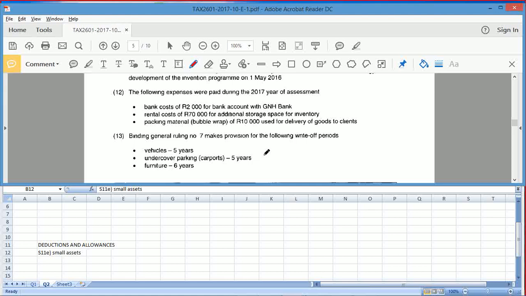The thing is, they would have had to have given you that information to make that decision. Okay, because they can't just have you guess what the two small assets were. Does that make sense? Yes, sir. To me, two small assets doesn't sound like vehicles. It doesn't sound like parking, carports. It doesn't sound like furniture, but there is no other option.